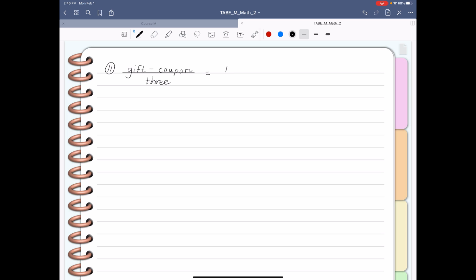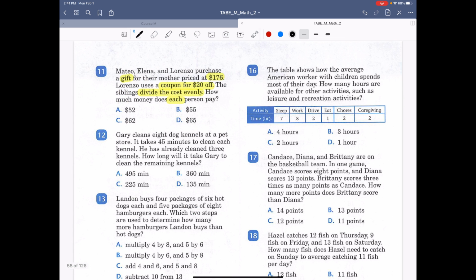So the gift was $176. Lorenzo used the $20 coupon. So we are looking at $176 minus 20. That's $156 divided 3 ways. So that is $52 each. And I'm liking letter A for this one. Each person paid $52.